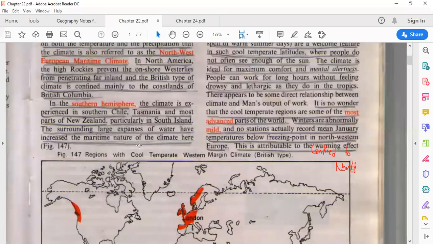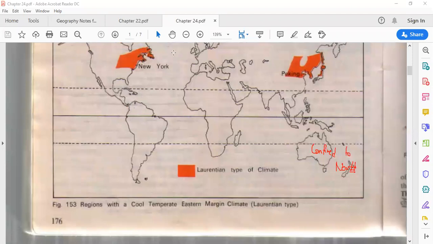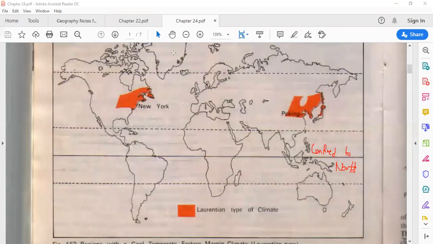So again, this is the British climate, which we'll do later on. This is the cool temperate eastern margin, also called the Laurentian climate. What is the basic feature of the cool temperate eastern margin? It is confined to the northern region. As you can see, there is nothing in the southern region.